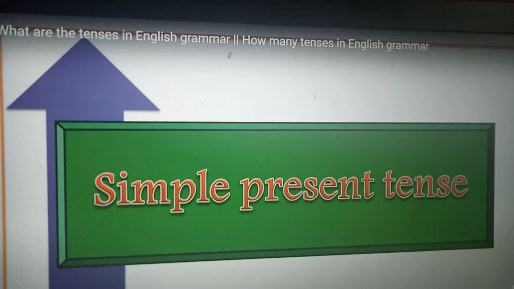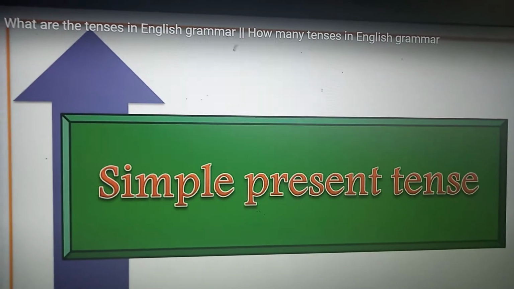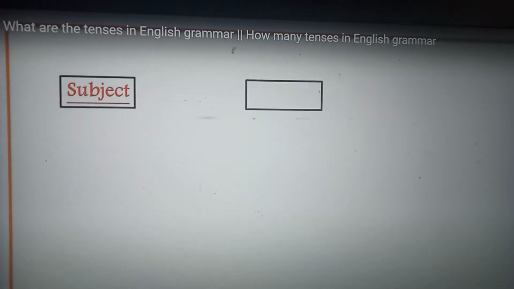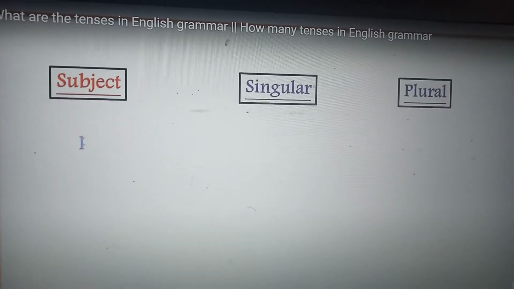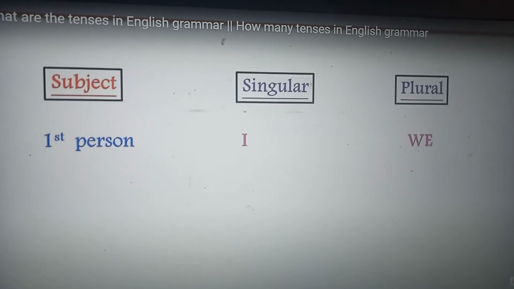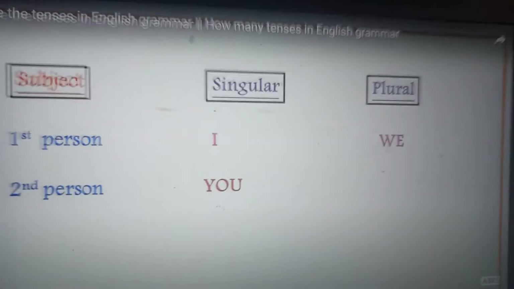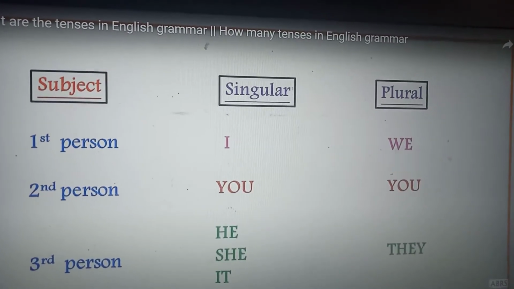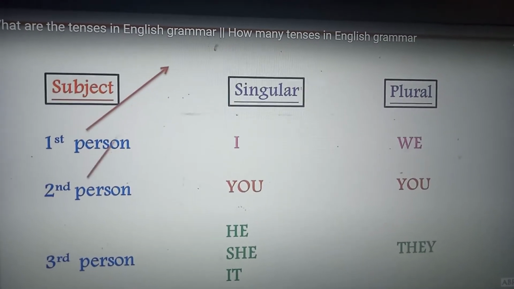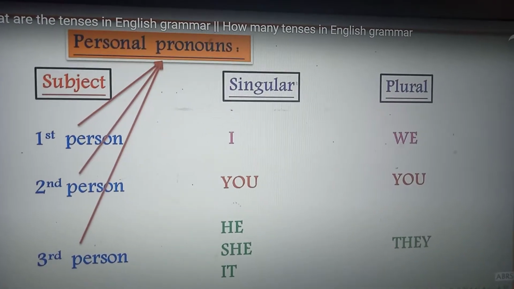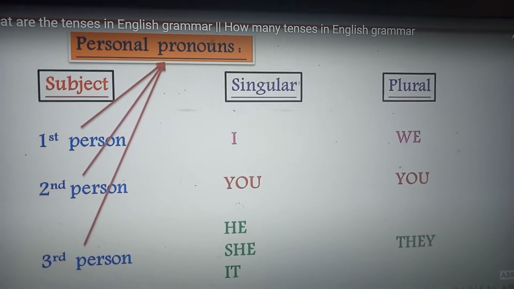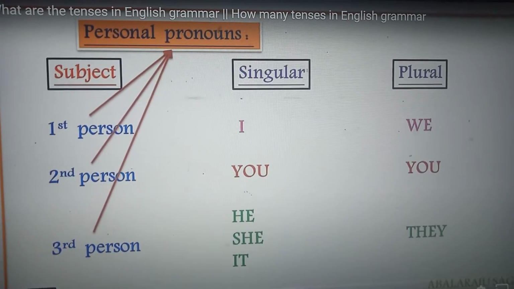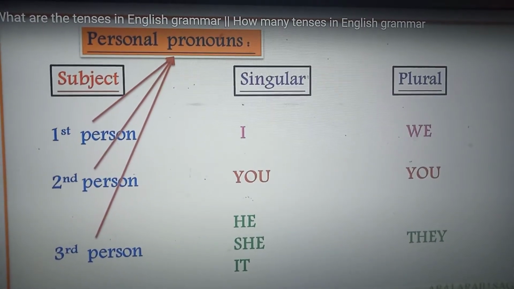Now, simple present tense. Simple present tense is whatever is happening in the present, daily happenings. Subject: singular, plural. First person singular is I. Plural is we. Second person is you. Third person is he, she, it, and the plural is they. These are called personal pronouns.